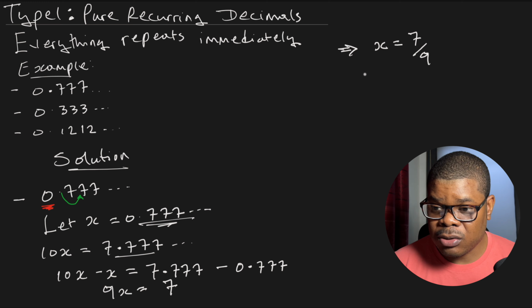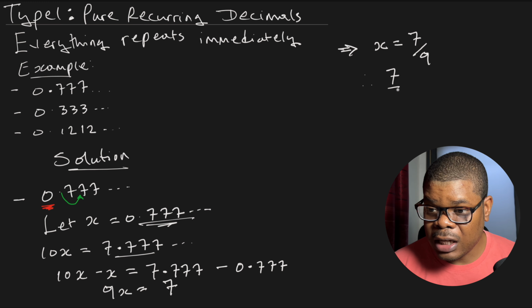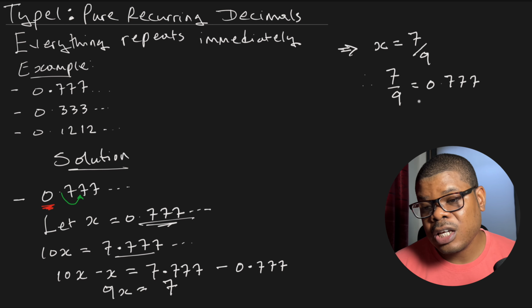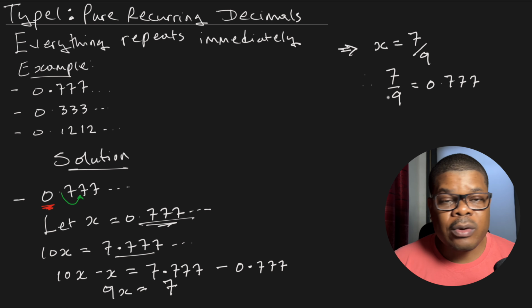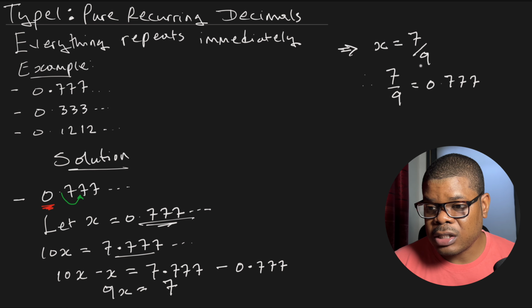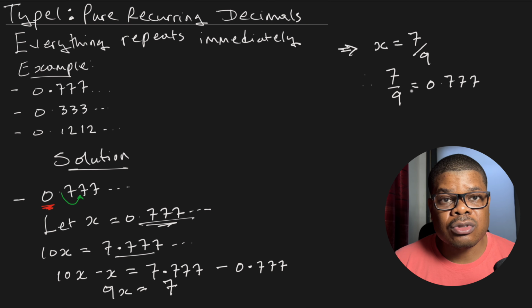So what does that tell us? That tells us that 7/9 is equal to 0.777... in form of fraction. So we have succeeded in converting 0.777... to a fraction.